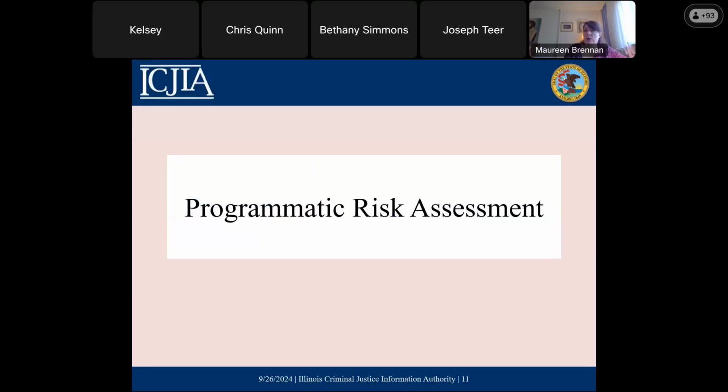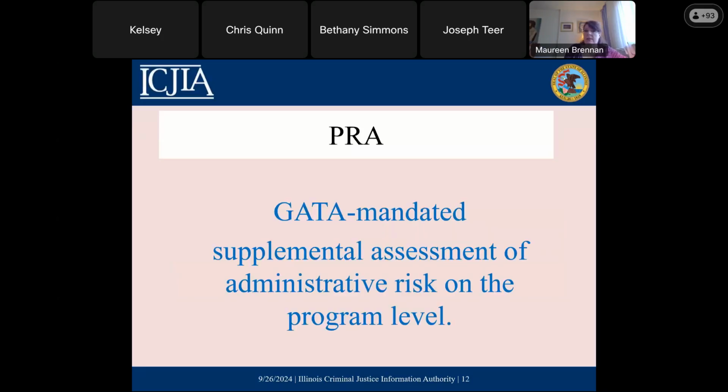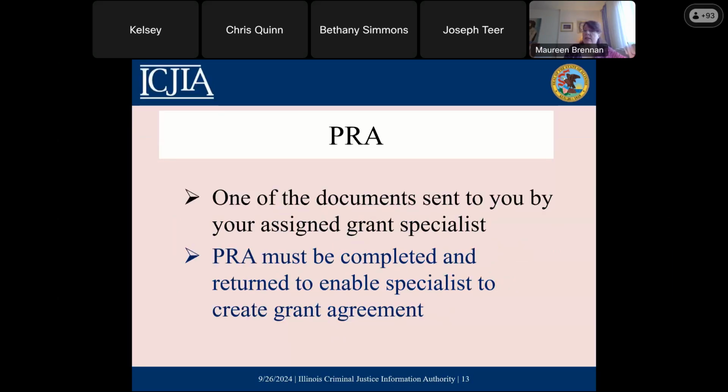We also want to talk briefly about the programmatic risk assessment. Now, that's not in the GATA portal, but it is a GATA mandated supplemental assessment of administrative risk at the program level for your agency. Now, in your initial email that you've received from your grant specialist, as they start working on the development of your new grant agreement, the PRA is one of the documents that specialist has sent to you. So the PRA, like the ICQ, has to be completed and returned to the authority, to your grant specialist, to enable them to create your grant agreement.